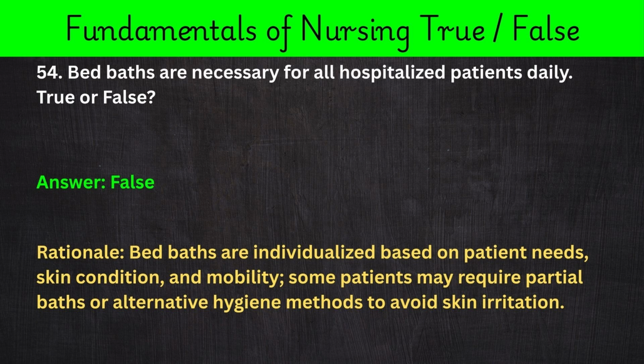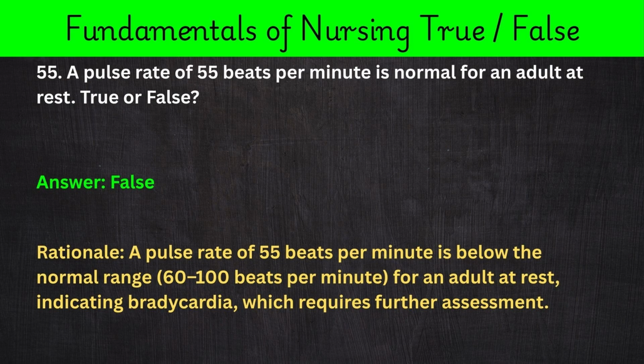True or false? Answer. False. Rationale. Bed baths are individualized based on patient needs, skin condition, and mobility. Some patients may require partial baths or alternative hygiene methods to avoid skin irritation. 55. A pulse rate of 55 beats per minute is normal for an adult at rest.